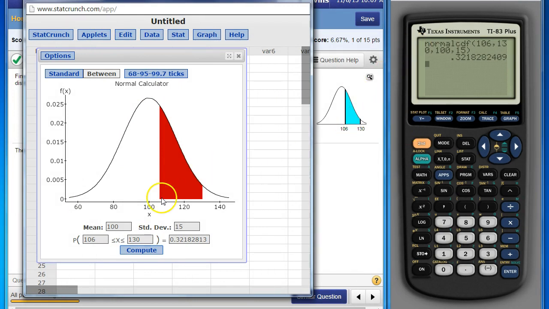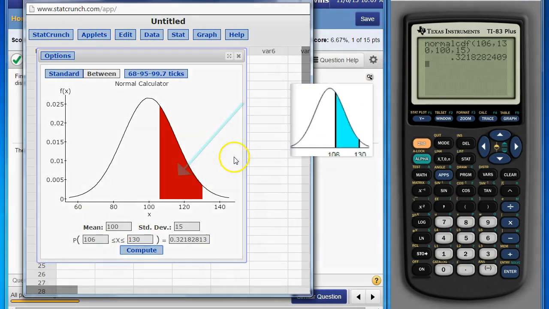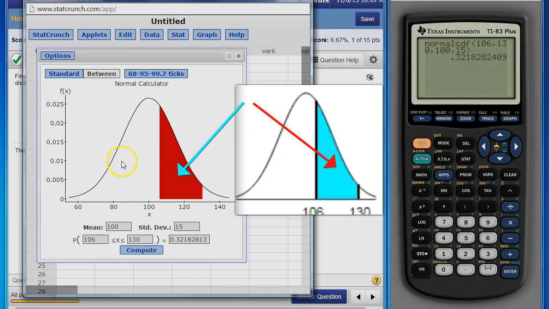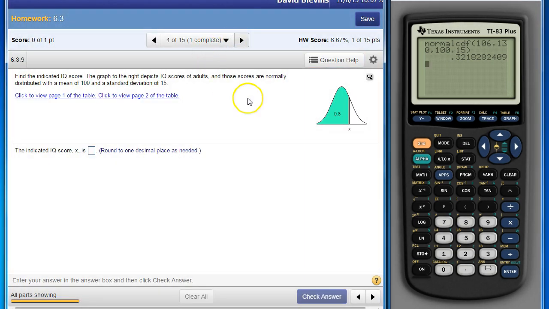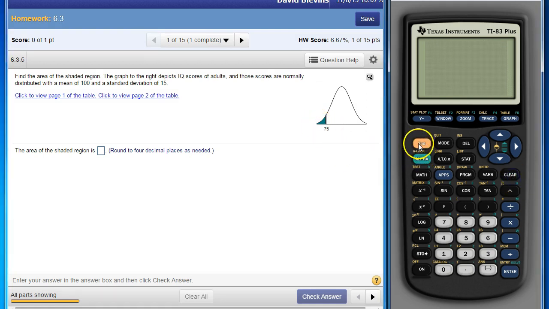Nice thing about StatCrunch is it allows you to see, does this match up with what you're wanting it to be? And if your red area was over here somewhere, then you knew something got set up wrong. Alright, now it can handle problems with area to the left or the right of a certain number, like right here we're just strictly to the left of 75. That's still on your calculator, that would still be normal CDF.